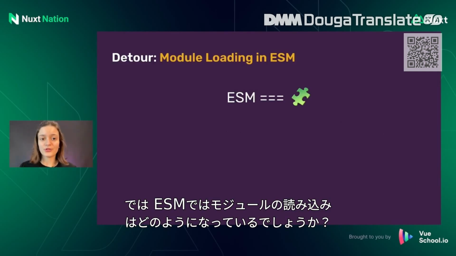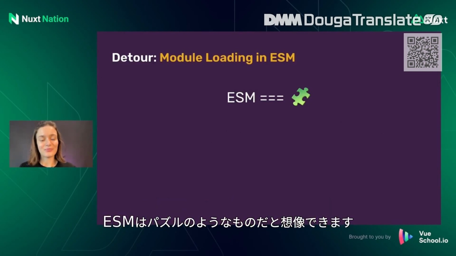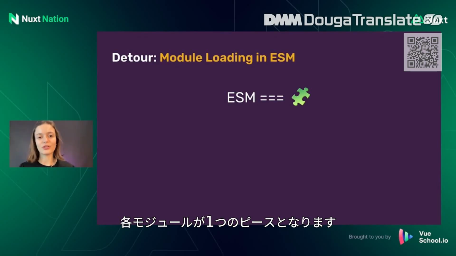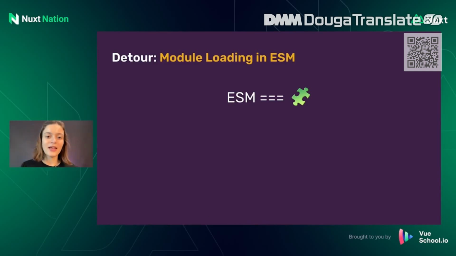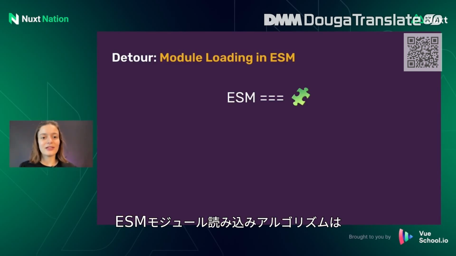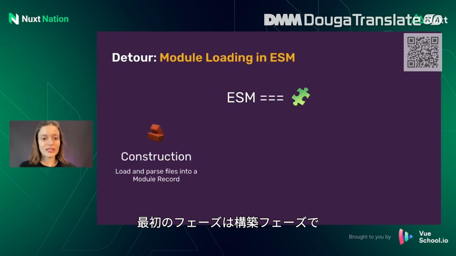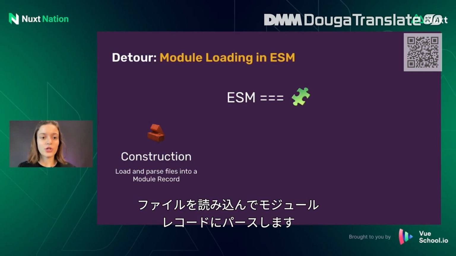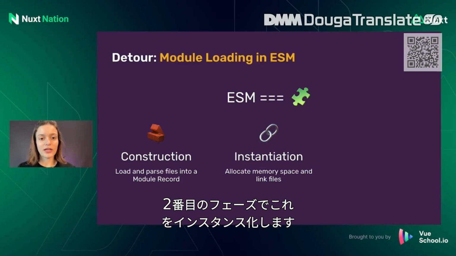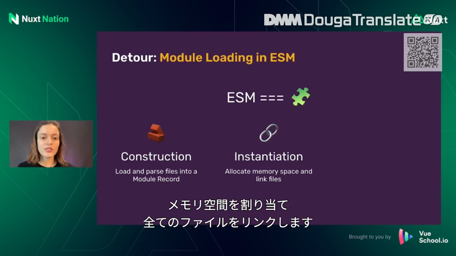So how does module loading look like in ESM? You can imagine ESM like a puzzle. So each module is one piece. And the ESM module loading algorithm is split up in 3 phases. The first phase is the construction phase, which loads and parses the files into a module record. And in the second phase, we instantiate this. We allocate some memory space and link all those files together.